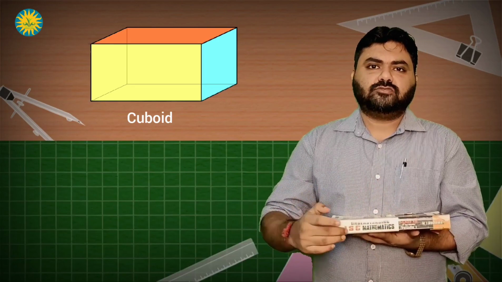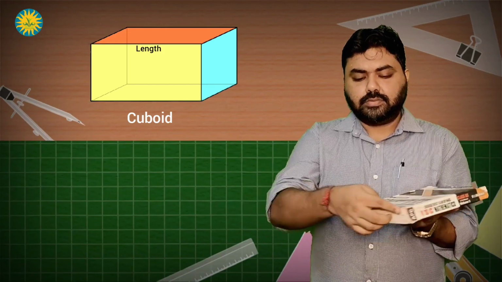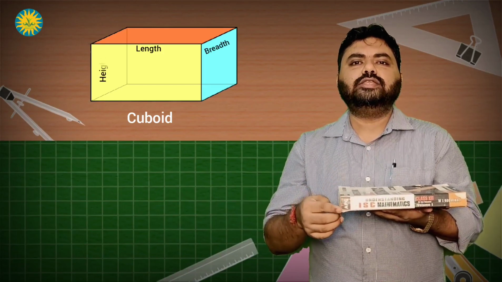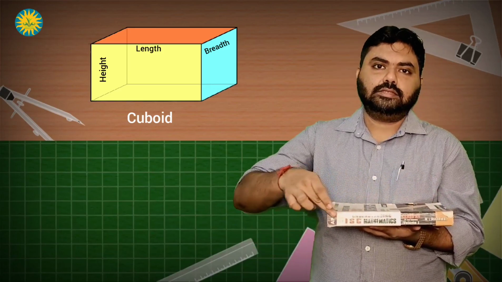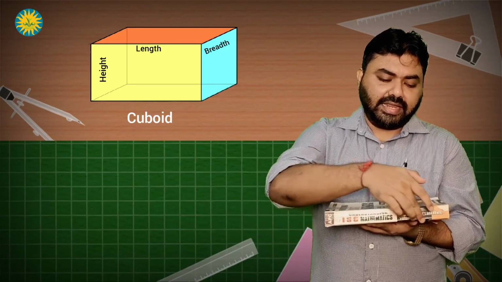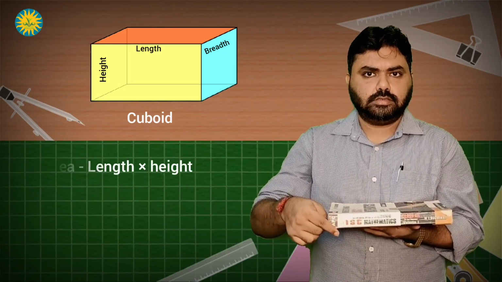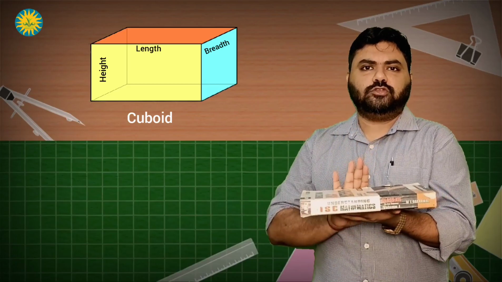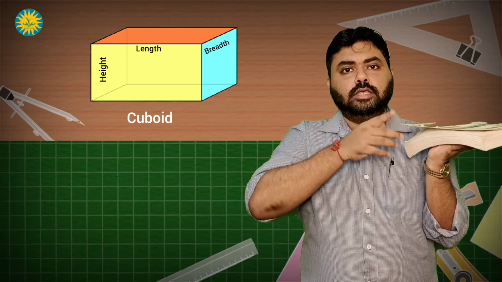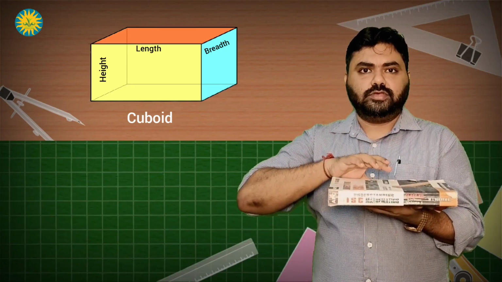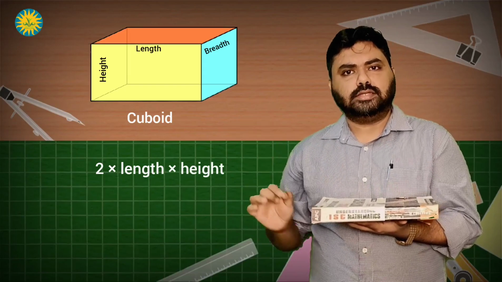So this is a rectangular area. This is the length, this is the breadth, and this will be the height of this cuboid. Now, this is the length and this is the height. Therefore, the area of this face of the rectangle is length into height. And the same goes with its opposite face. See this face, same length into height. Therefore, the area of these two surfaces will be 2 into length into height.